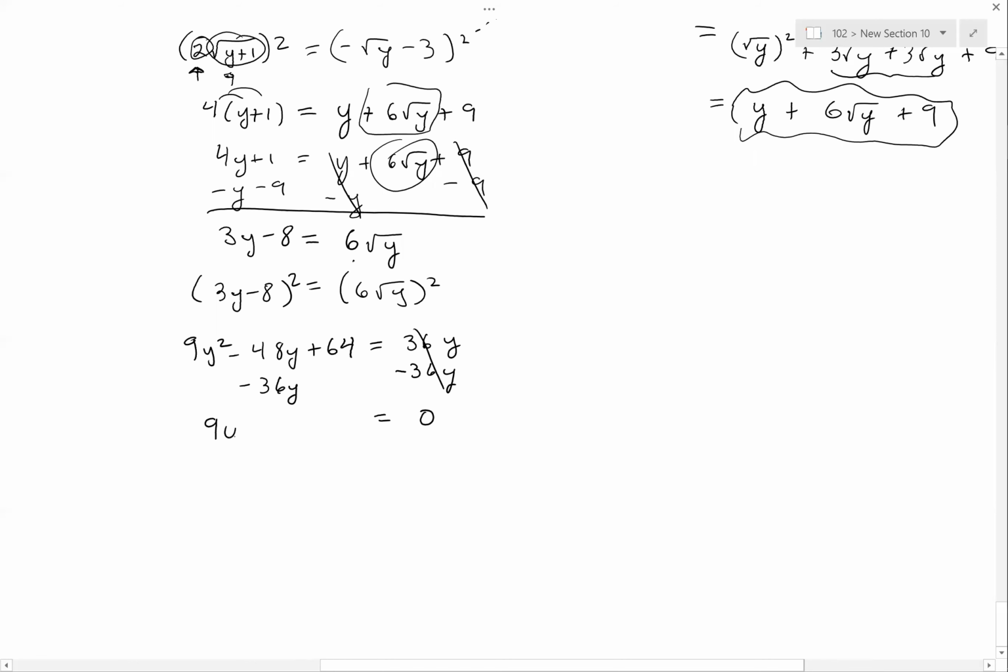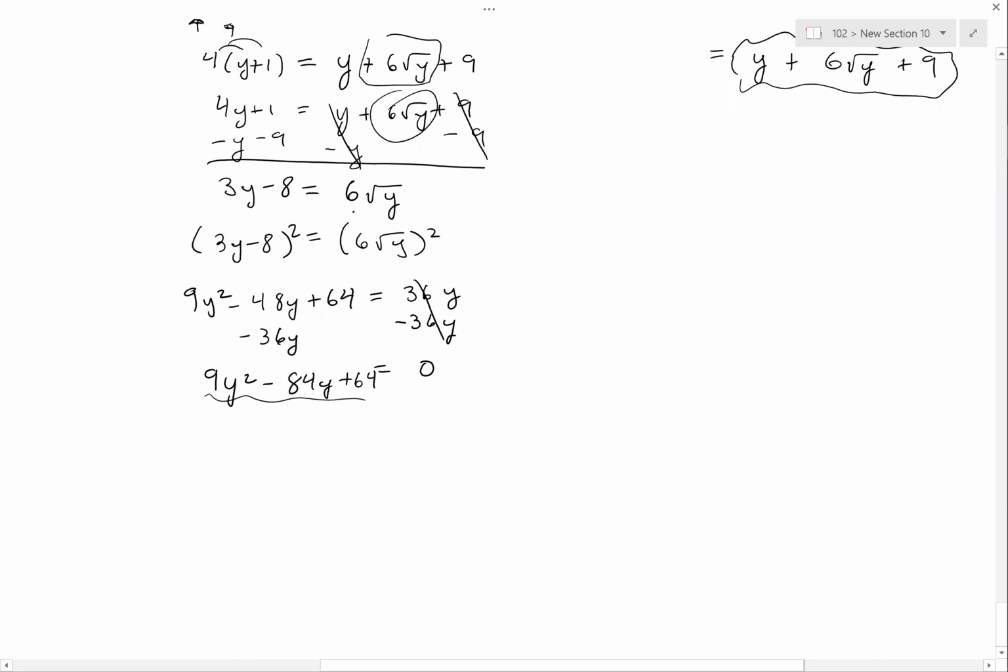And now we'll have 9y squared minus 84y, I believe, plus 64. This does not look like it's going to be really fun to factor, but let's give it our best try. So let's think. Can this factor as?